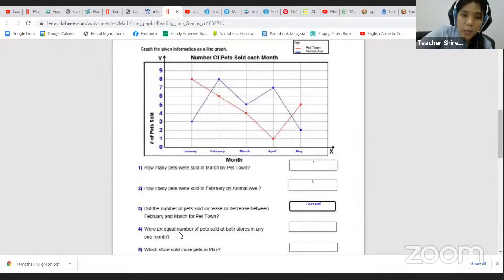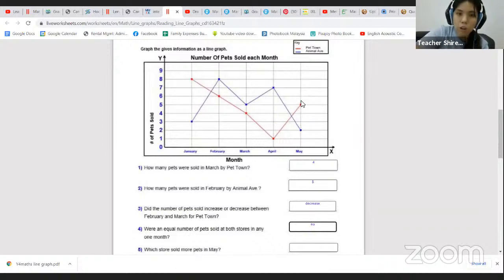Okay. Were an equal number of pets sold in both stores in one month? Is there any month that they sold an equal amount? No. Because in January, no, different amount. February, different amount. March, different amount. April, different amount. May, also different amount. So no. Which store sold more in May?